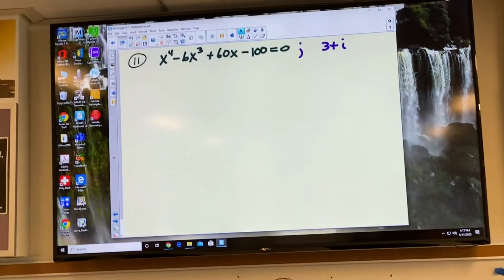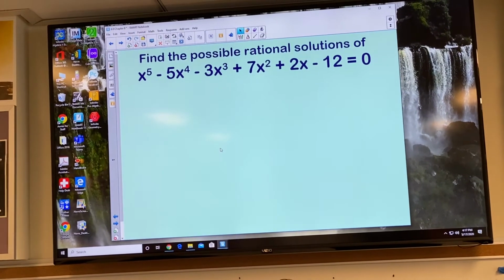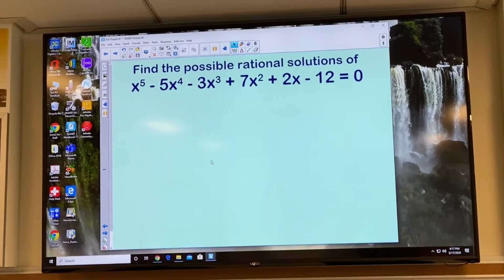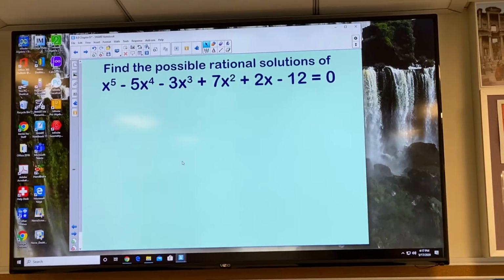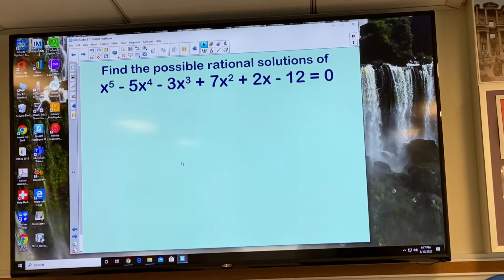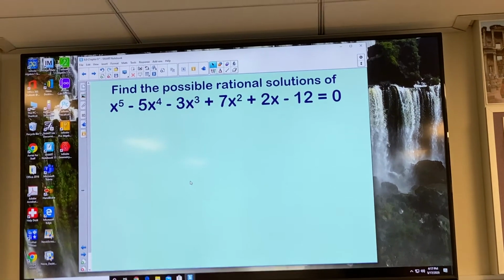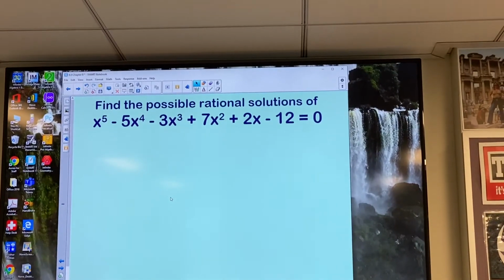It's going to be a problem that looks like this. Right there. Okay, there is a thing called the rational root theorem. That's what we're going to learn right now. The rational root theorem. Here's how the rational root theorem works.